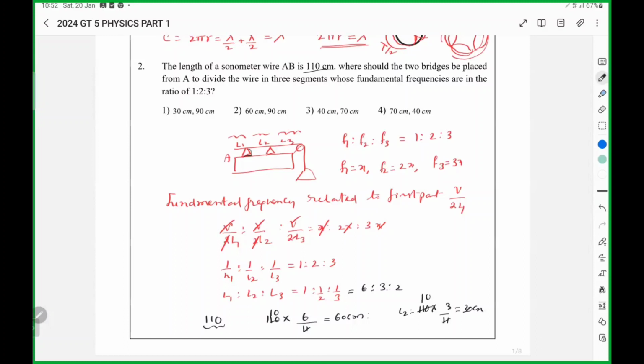So here, that means one wedge is placed at 30 centimeters, the other wedge is placed at 30 plus 60, 90 centimeters. Sorry, the first wedge is 60, and that is L1 is 60. The second one is 60 plus 30, 90 centimeters.